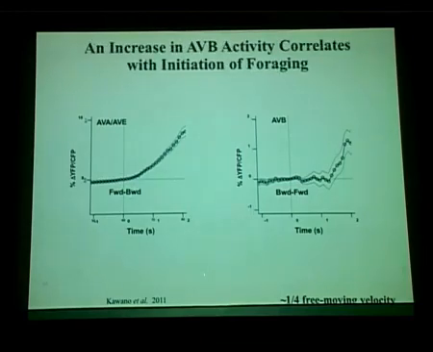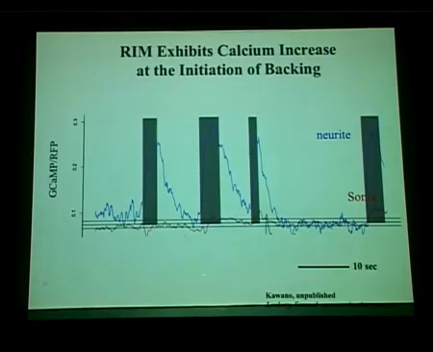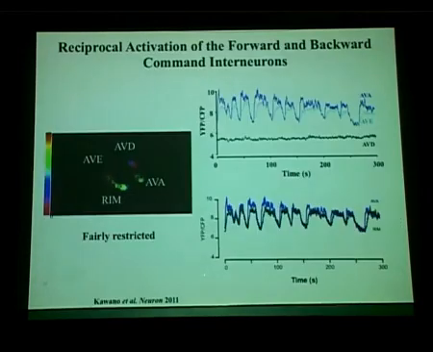So this suggests that, after we survey all the premotor interneurons, we basically have 2 classes. One class of premotor interneurons, whose activity increase corresponds with initiation of backing, and the other corresponds with initiation of forward movement. So that suggests that these 2 classes of premotor interneurons have anti-correlated activity.